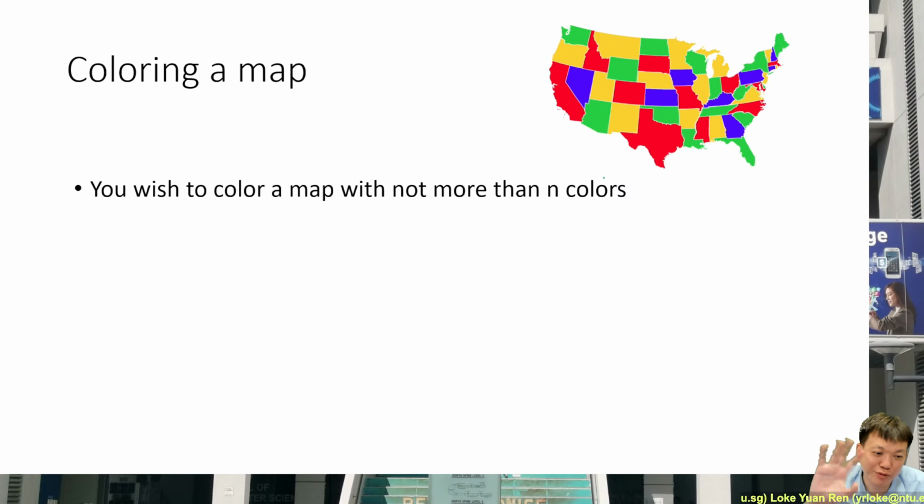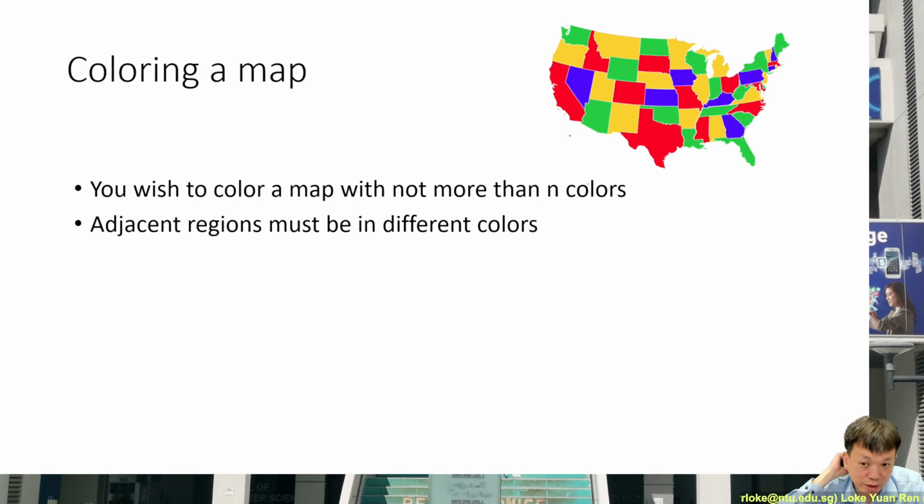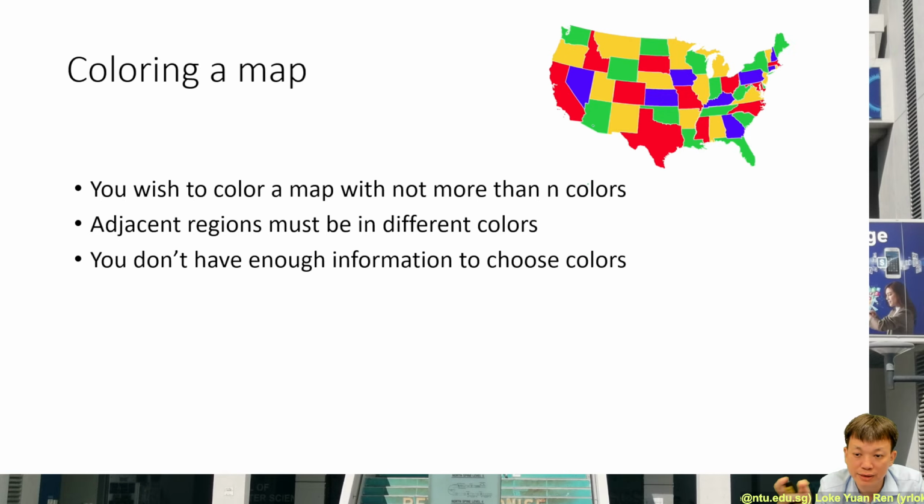There's a proof, but this one is beyond this scope. I'm not talking about the 4 color problem. I just want to color. It can be any number. I need to ensure that when I choose the color, adjacent regions must be in different colors. That means if this state is chosen red, then this one and this one cannot repeatedly choose the red color. I can only choose yellow, purple, or green. So that's what it means.